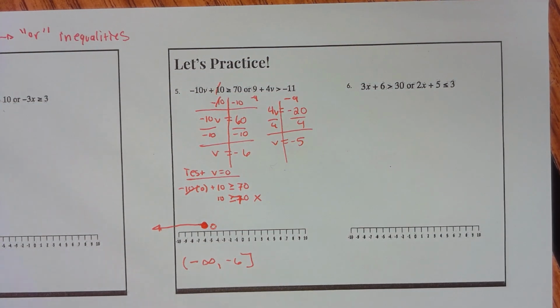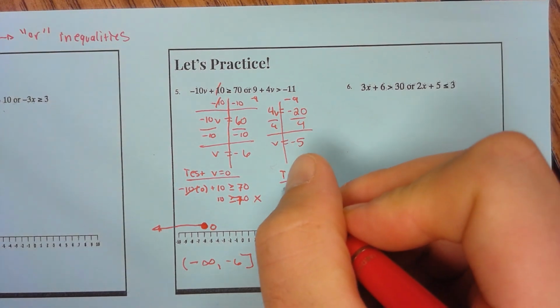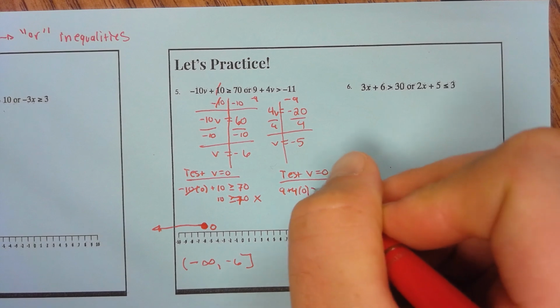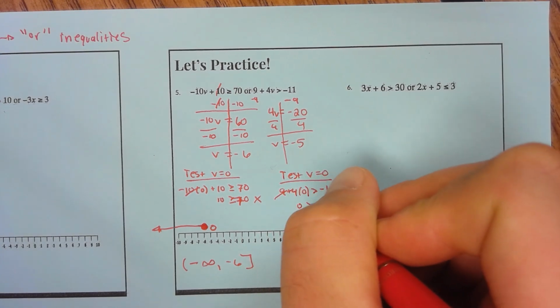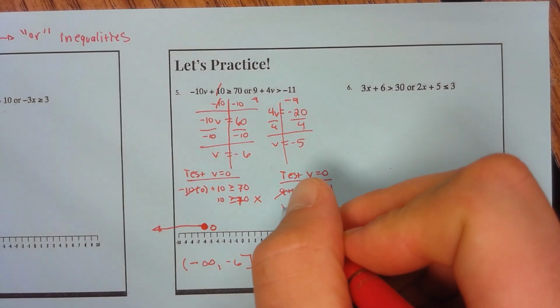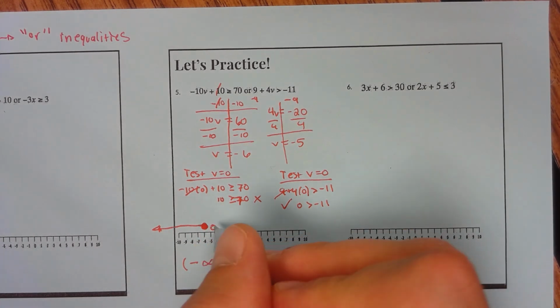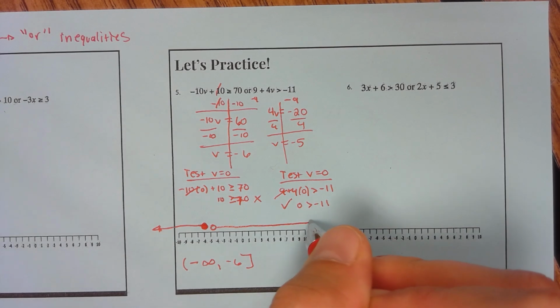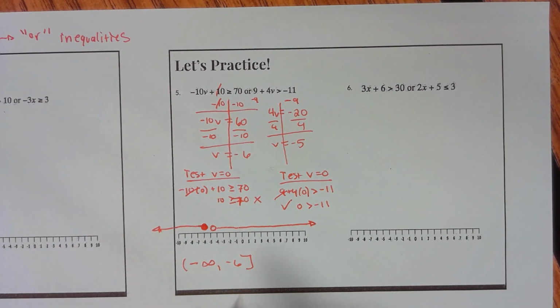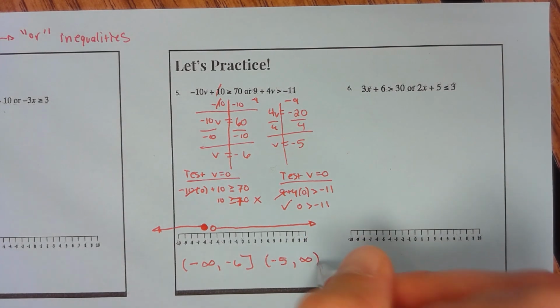And now again, we just need to figure out where to shade. So testing v equals 0, just like we've been doing, gives us 9 plus 4 times 0. Is that greater than negative 11? So 0, is that greater than negative 11? That is true. Since that's true, that means I want to shade towards 0, which are all values to the right. And so this particular part of our number line is showing all values from negative 5 to infinity.